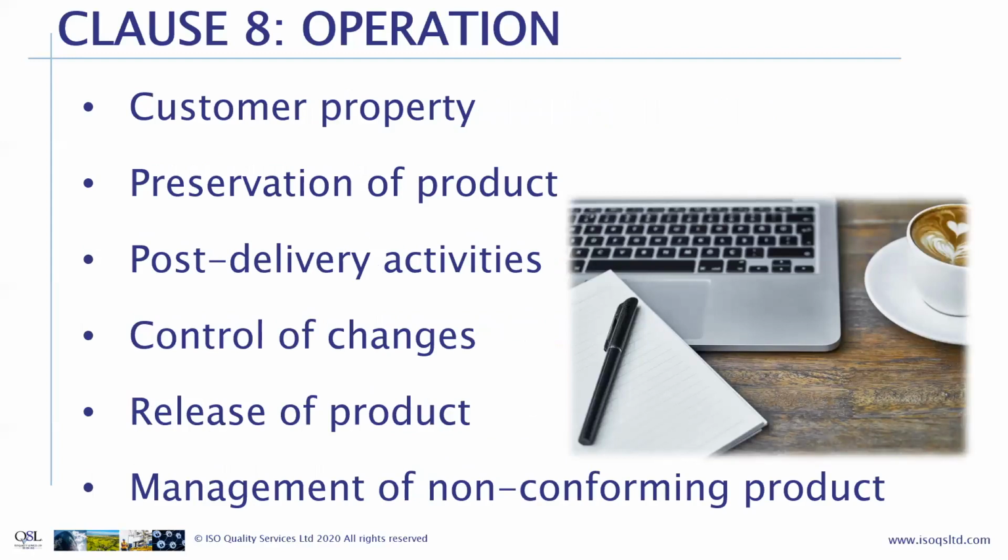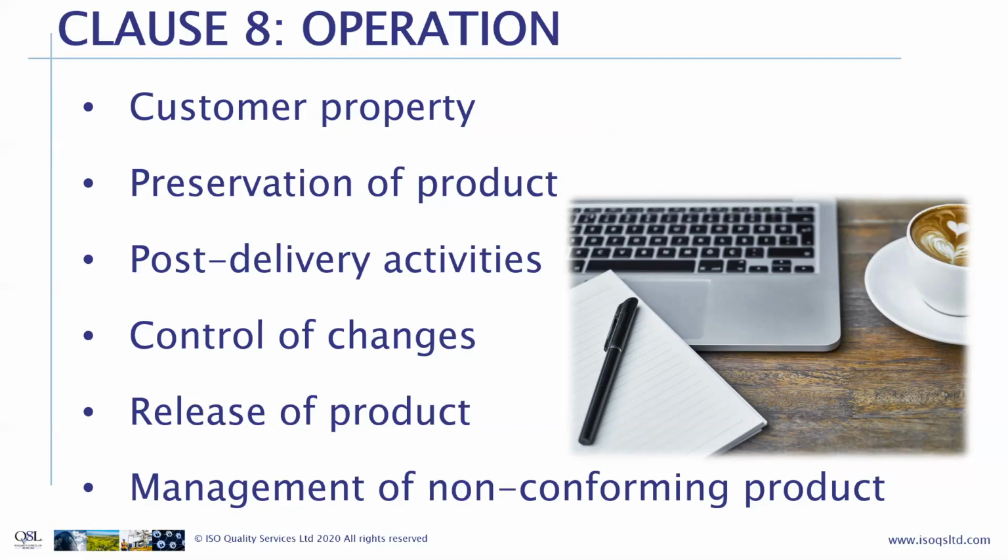Next aspect of operation, customer property. It may well be that you receive from your customer pre-issue materials, components. Customer property would include intellectual property. It also includes customer and personal data, not customer data necessarily, but personal data. And the concept of this is making sure that all customer property is safeguarded against misuse or loss, and having a communication process if anything untoward happens to customer property.